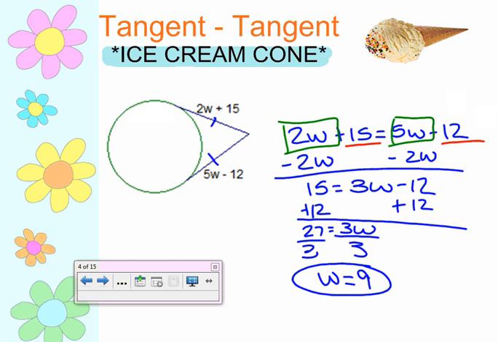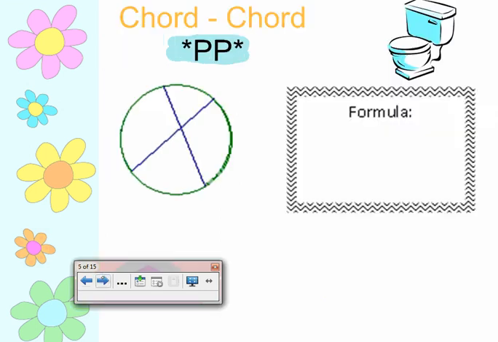Okay. So again, these are our tangents, which are our ice cream cone. The next set of segments we're going to look at are going to be a chord and a chord. And the trick for remembering this is PP. Okay. So PP actually stands for part times part.